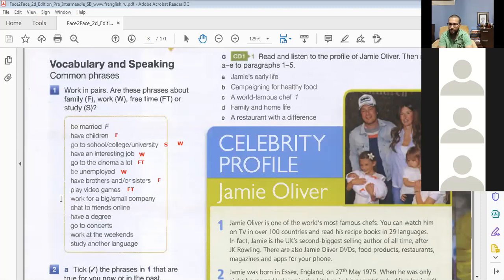All right, next one, work for a big or small company. What do you think? Work. Yeah, of course, this is work. What about chat to friends online? Free time. Yeah, this is a free time activity. What about have a degree? Study. Correct. If you want a degree, you need to study. Go to concerts? Free time. Correct.